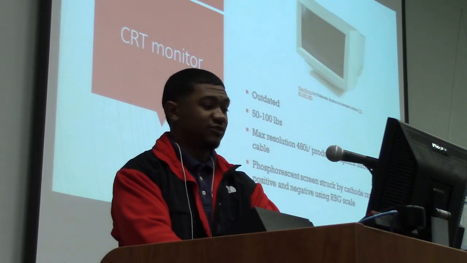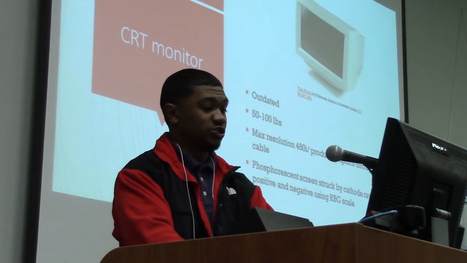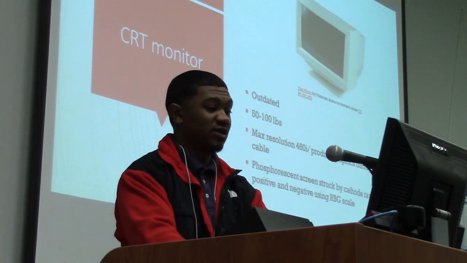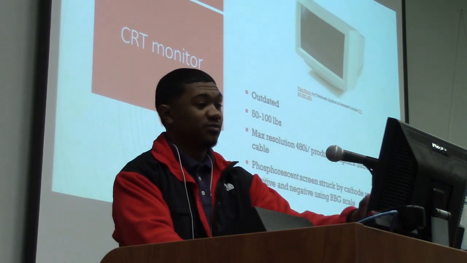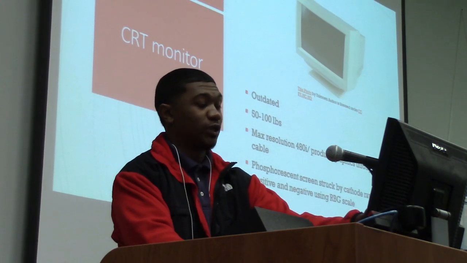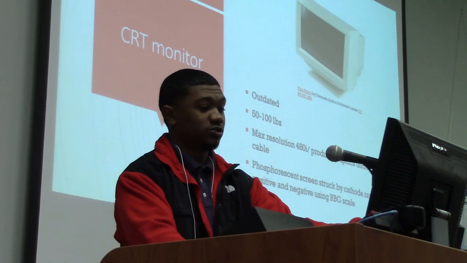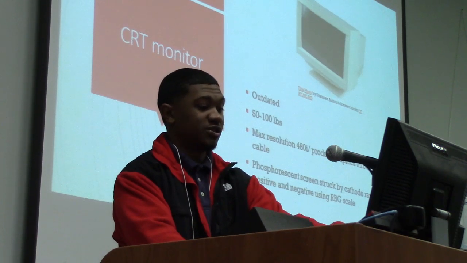Basically, it's just a phosphorescent screen that gets struck by cathode rays, both positive and negatives, using millions of red, blue, and green colors on the RGB scale.